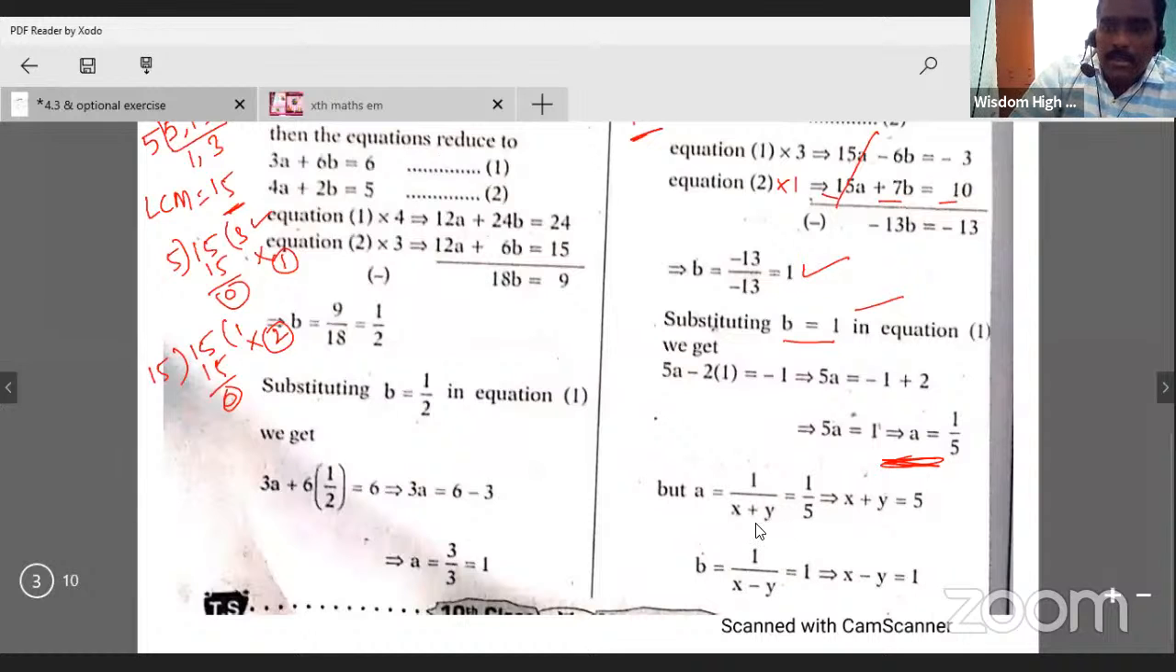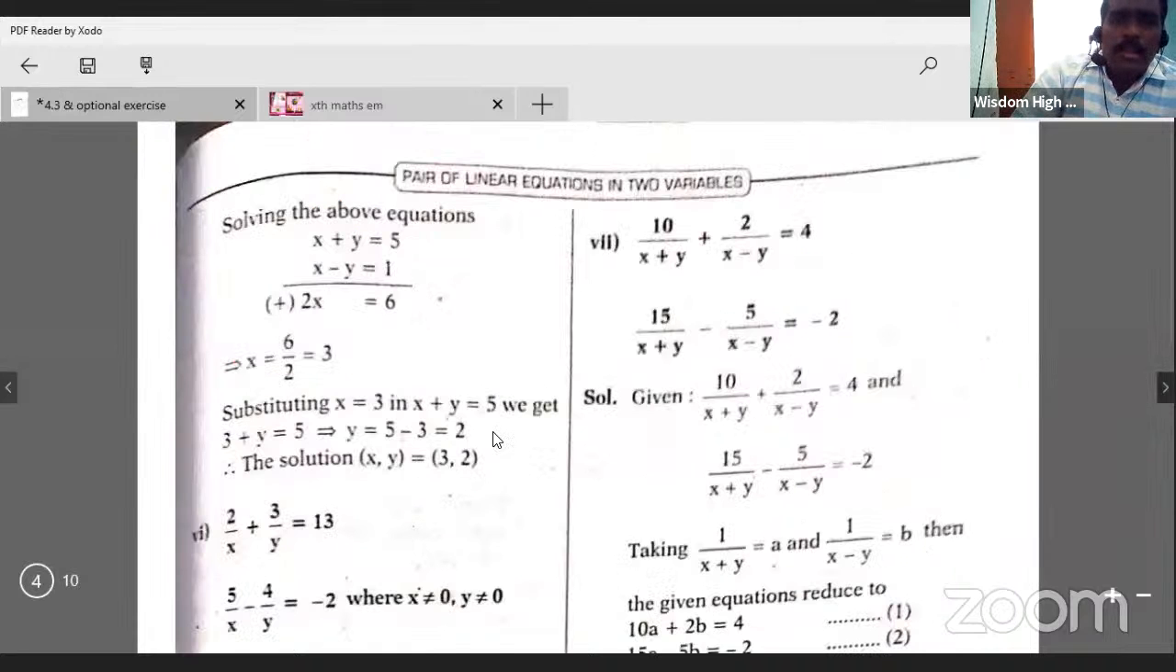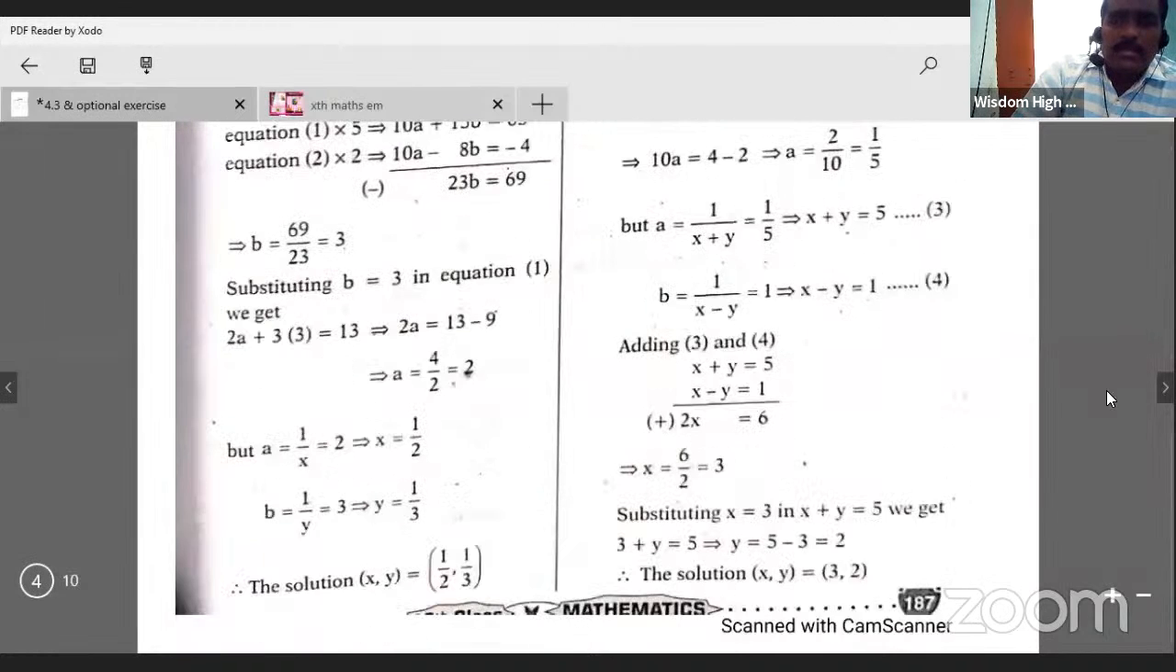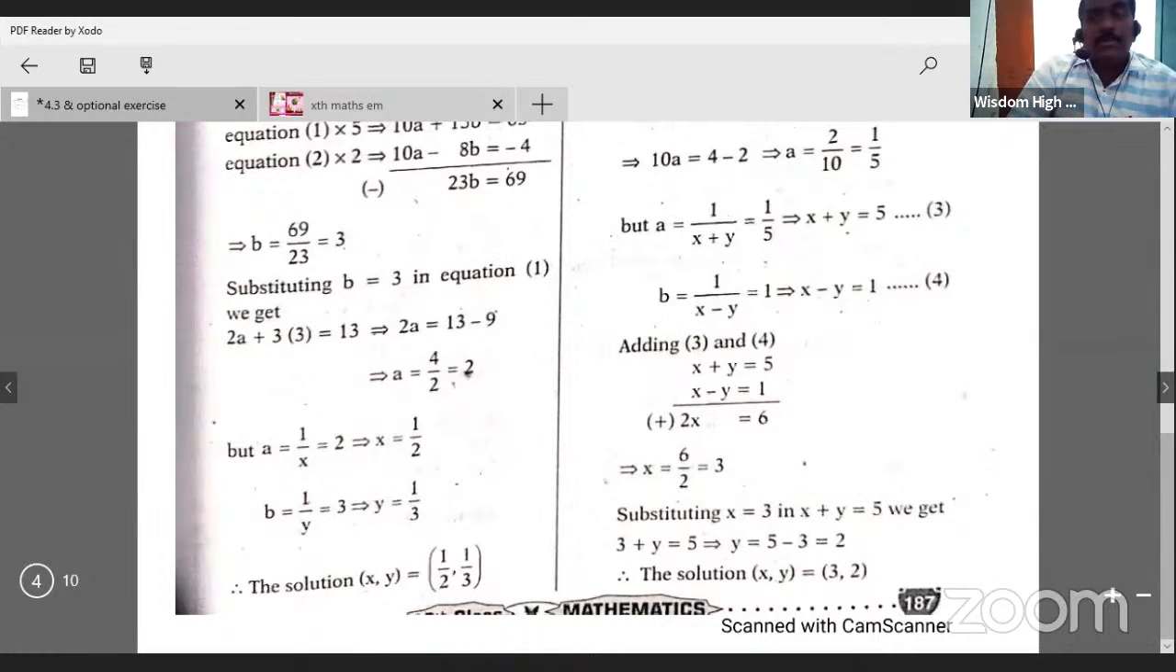Here, then you have to interchange. That means 1 by x plus y means x plus y equals 5 by 1, that is equation 1. You got it here: 1 by x minus y is equal to 1, so x minus y is equal to 1. Again, you have to use the elimination method, and you will get the answer. Right? Remaining problems also you have to see. If you get any doubt, you may ask me, students.